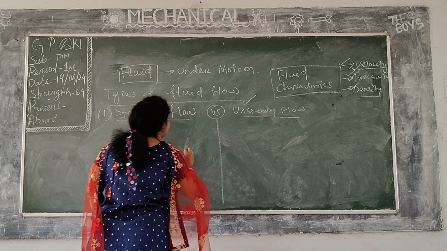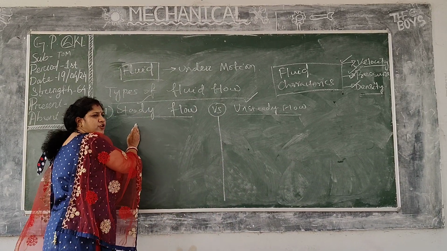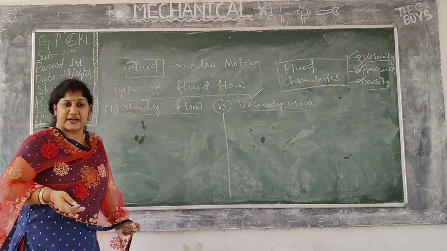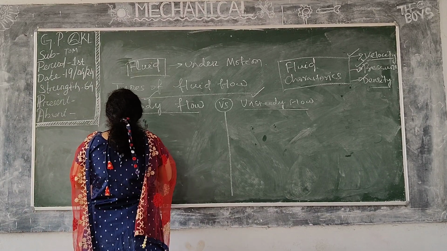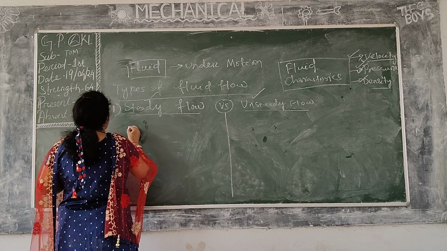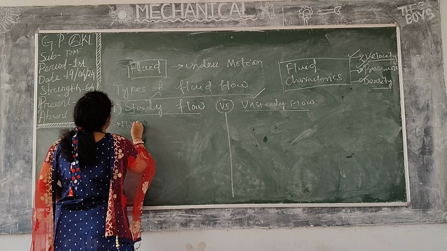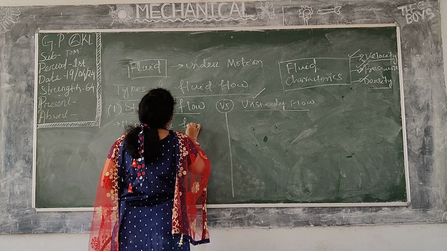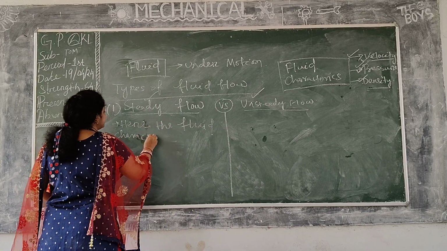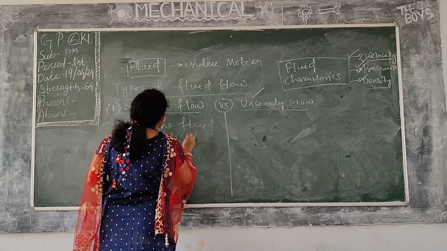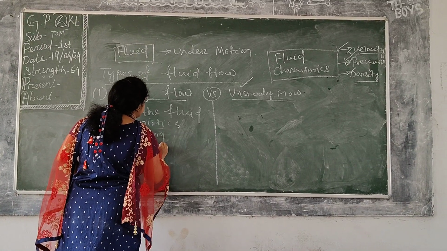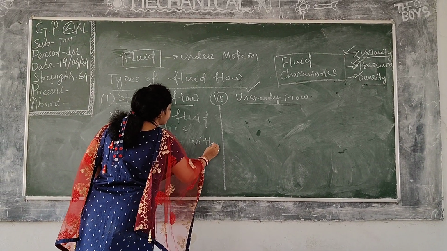If we can write like this, we have to write steady flow at this side and unsteady flow at this side for better understanding. So now we can say the flow is called steady flow if the fluid characteristics do not change with time. Here, the fluid characteristics do not change with time.